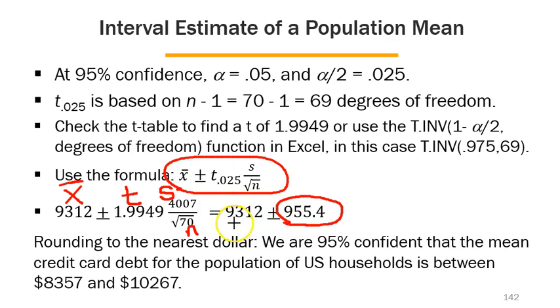But when you add and subtract that, we're going to round to the nearest dollar, and we get a 95% confidence interval. So we're 95% confident that the mean credit card debt for the population of U.S. households is between 8,357 and 10,267 based on this example in calculating the confidence interval.